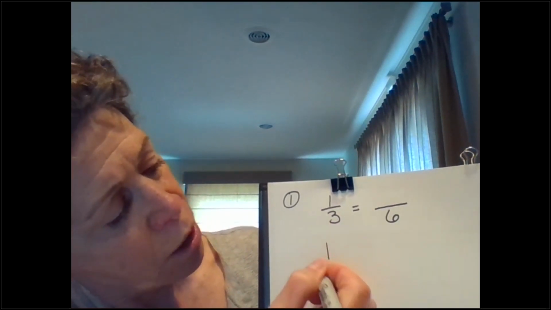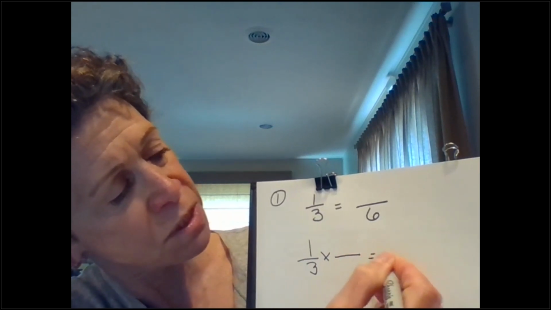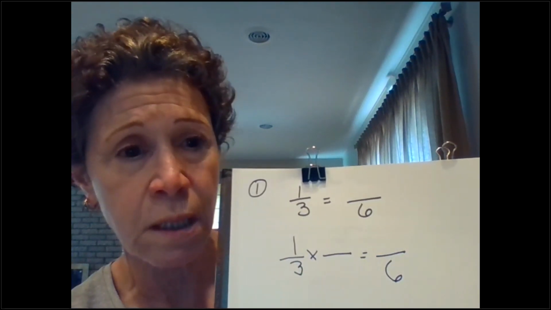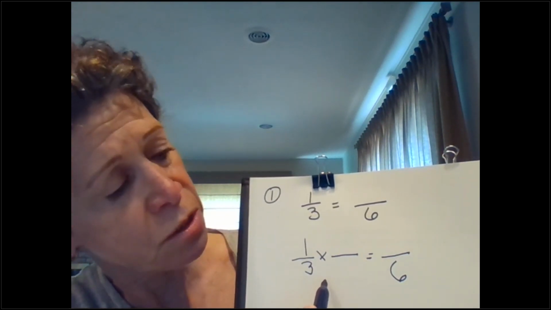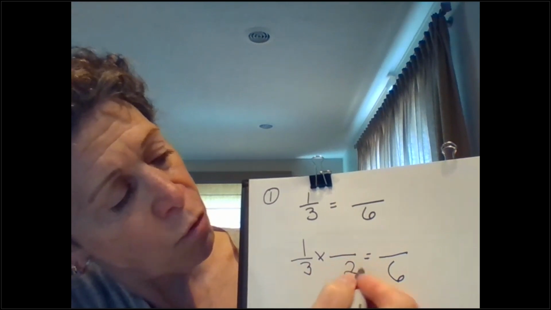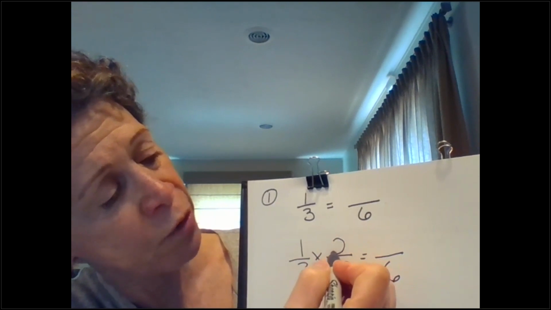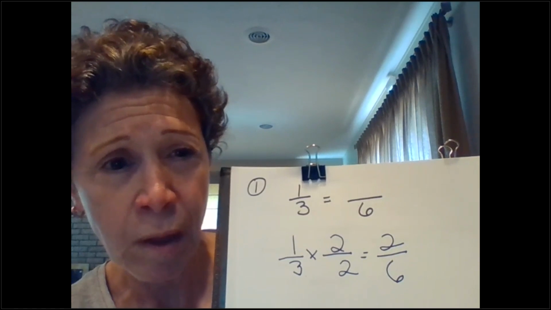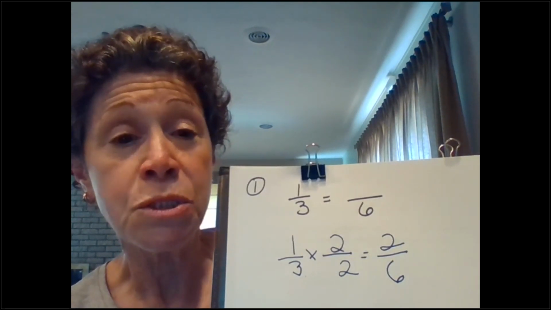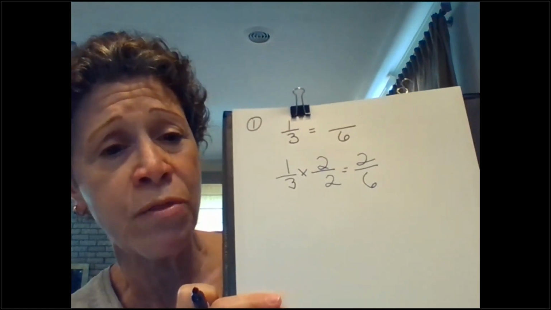So in other words, you would be saying to yourself, 1/3 times something equals something over 6. It would be 2, right, times 2. You would then go, I know that 3 times 2 is 6, so your numerator has to be 2, right? And then it would be 2/6. Okay, so that's a pretty easy one to do.